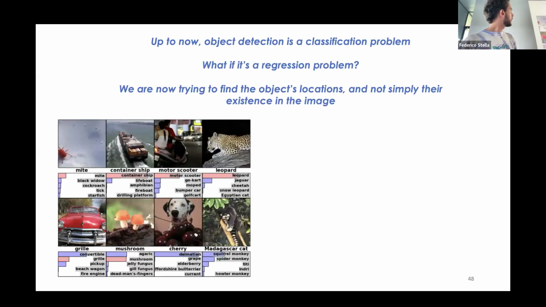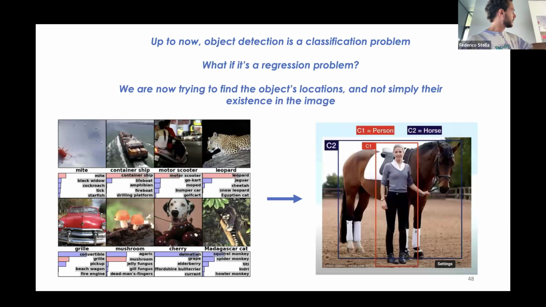So here we have ImageNet, and we have an example on a different image of what this regression could be. So we have this class 1 predicted on this bounding box. This output simply says that there is a person, C1, in this area of the image, and there is a horse in this other area of the image, and they can overlap. All right. So this is a completely different problem. It's related, but it's very different.